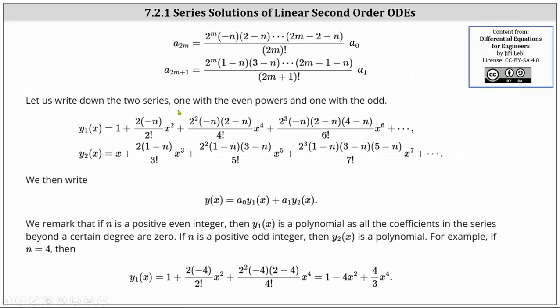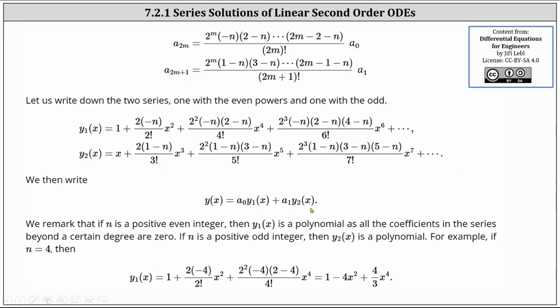To write down the two power series, recall that a sub 0 and a sub 1 are arbitrary constants. So if we let both of them equal 1, we can form y sub 1 of x using the formula for a sub 2m by letting m equal 0, 1, 2, 3, and so on. And for y sub 2, we use the formula for a sub 2m plus 1, again by letting m equal 0, 1, 2, 3, and so on.